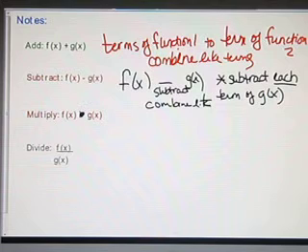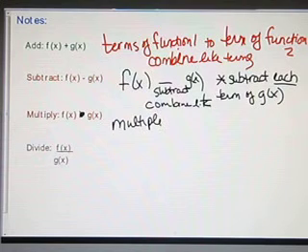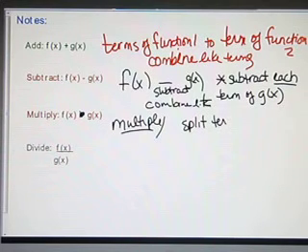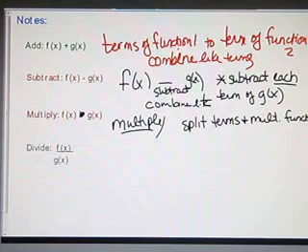This is our multiplication. All right. So there you're going to multiply the two functions together. The big thing to remember is you need to split each term of your first function, and then multiply by your second function. And again, combine like terms, CLT.